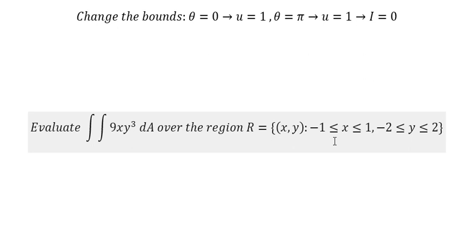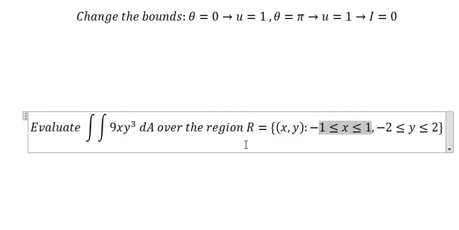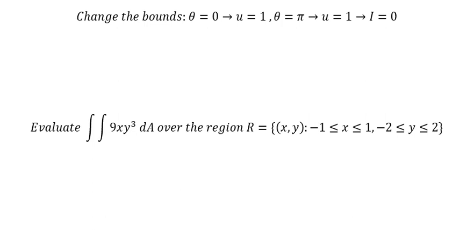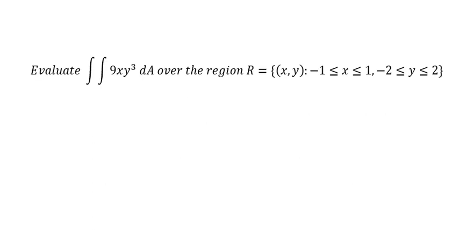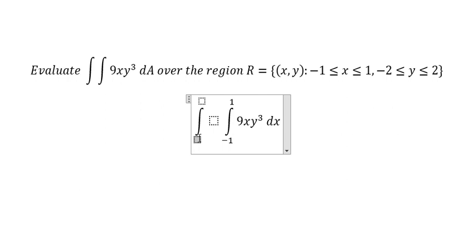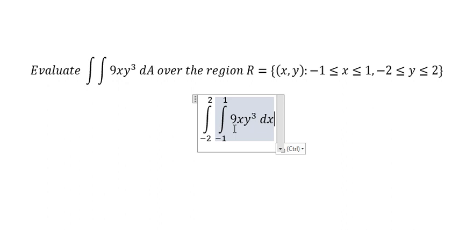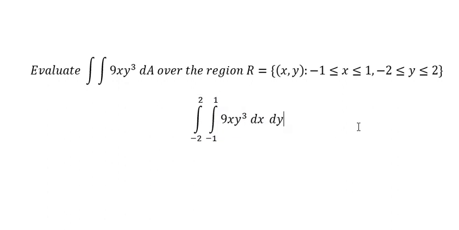Now let's go to this one. We put the bounds for x and y in here. So we have like this. So in this situation, I will follow by variables over variables. So that should be like this.